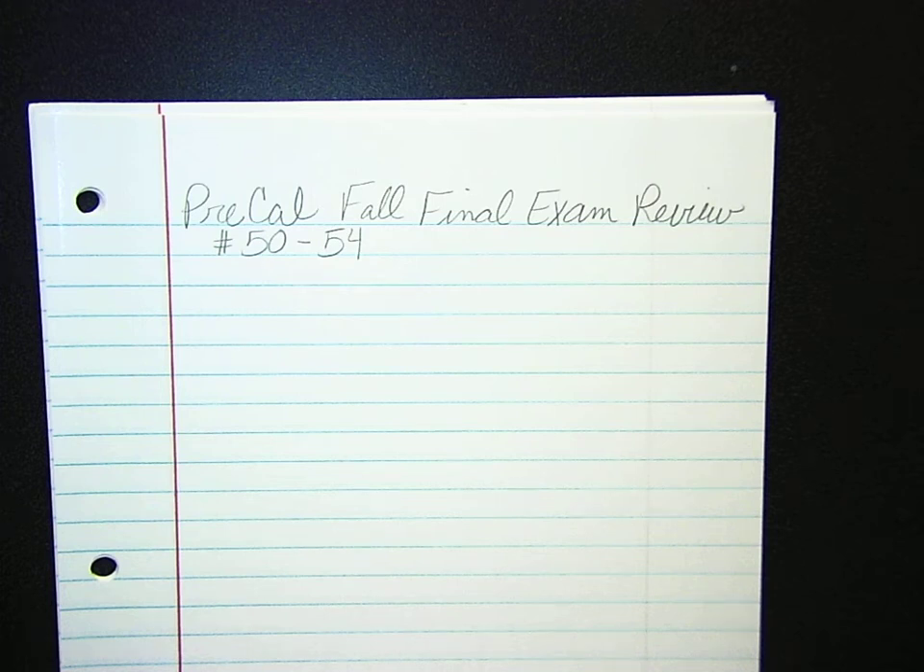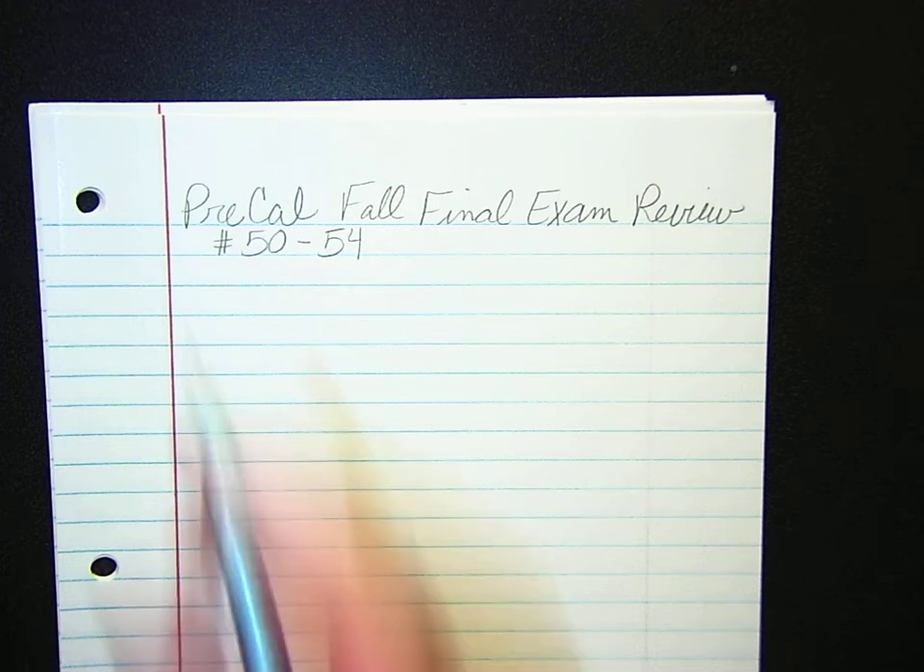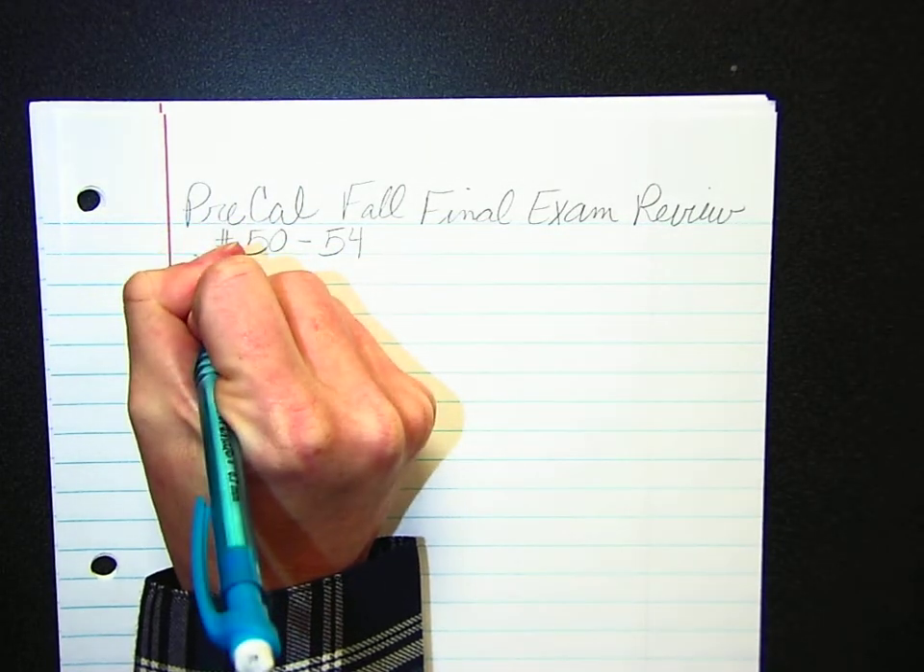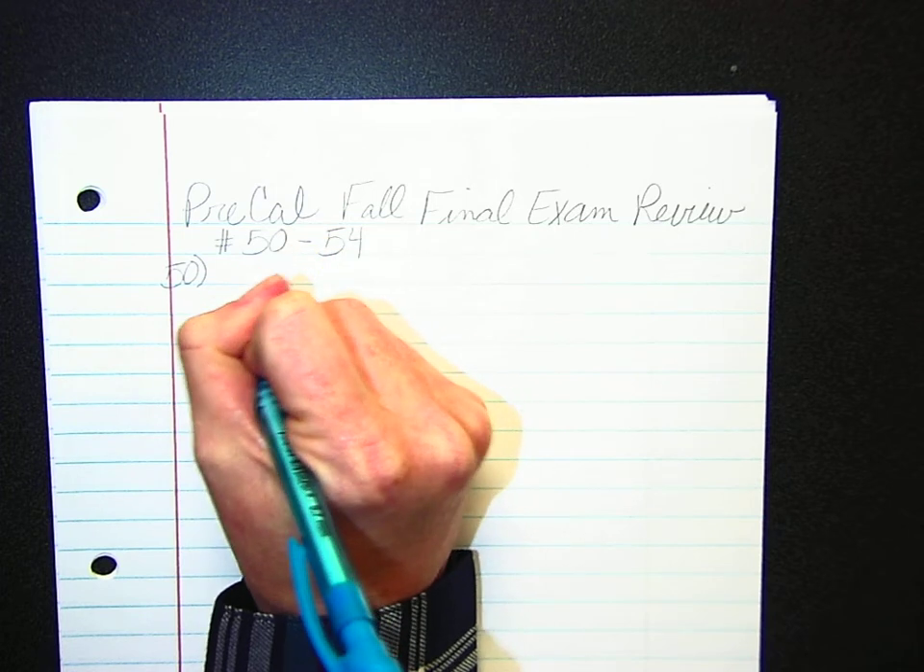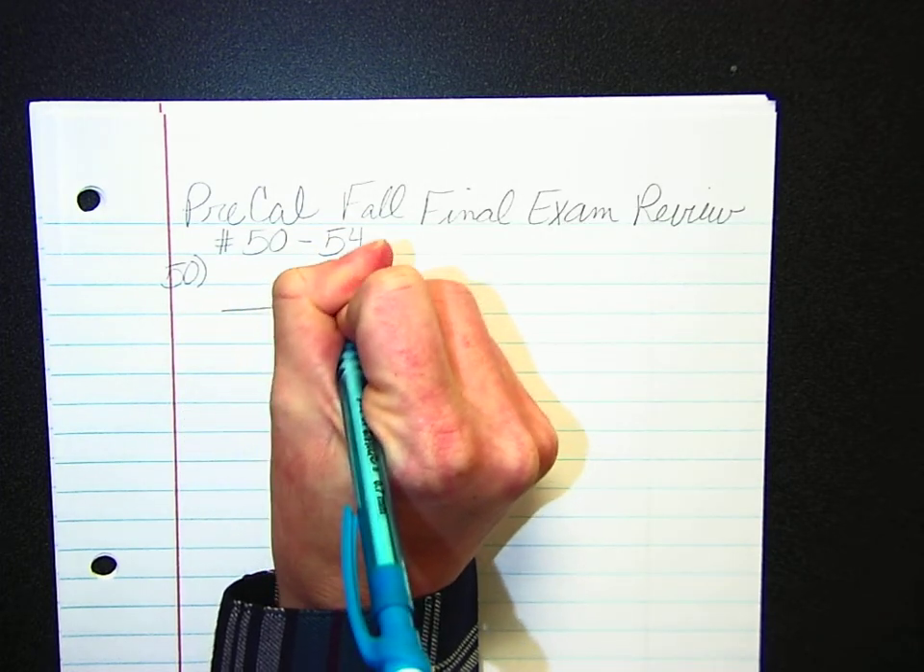Okay, number 50 gets into our law of sines and cosines problems. So we'll review those formulas as we go through these. On number 50, they asked me to draw a triangle. Let's draw an obtuse triangle here.